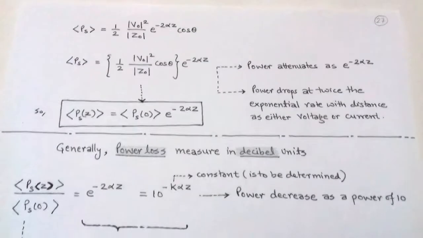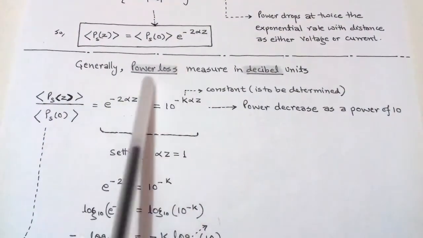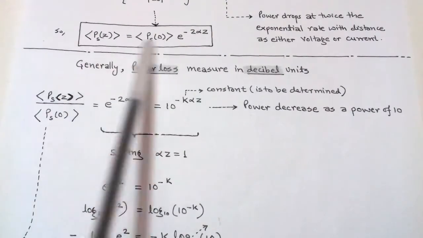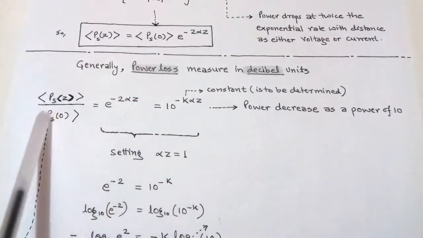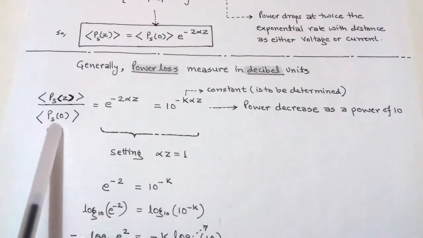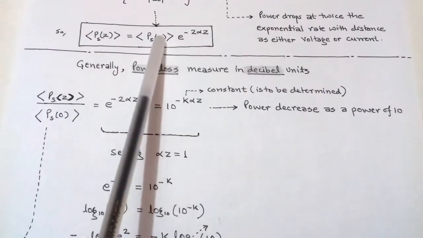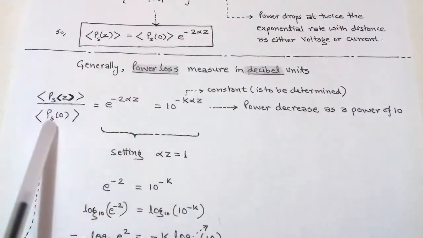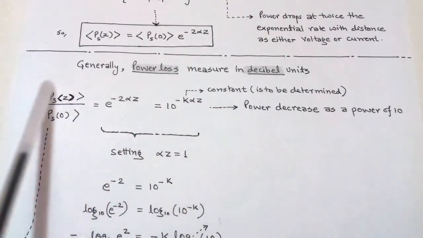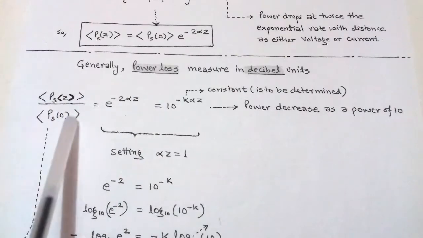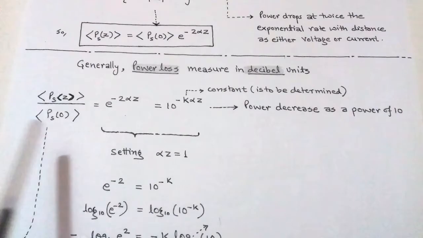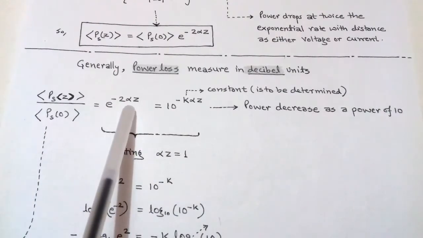The next is we have to determine the power loss in decibels. For this we take the above equation, and here we take a ratio, that is P of z upon P of 0, meaning this second term is the amplitude of this power, and this is attenuated by a factor e to the power minus 2 alpha z. So here we take a ratio of average power upon original power amplitude, and it is equal to e to the power minus 2 alpha z.